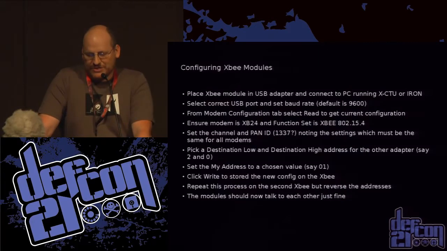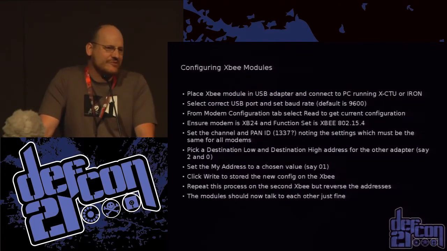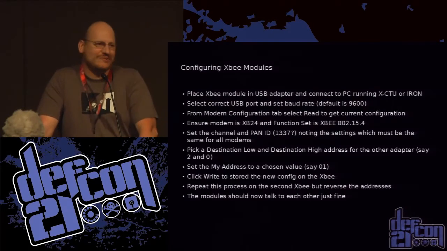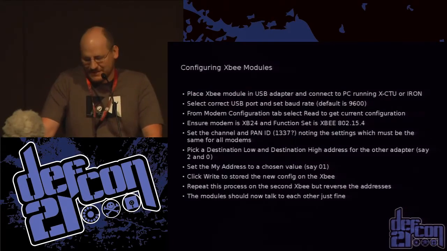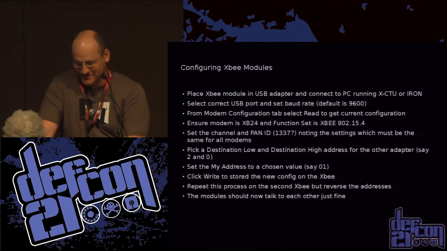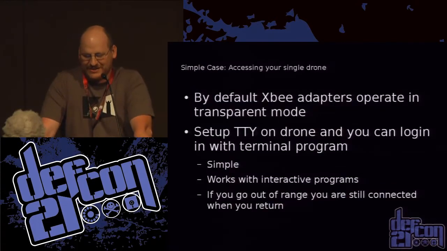And it's pretty simple. I'll talk about the different modes that it'll operate in. You just write this information to your modem, then you label it with a piece of tape or something so that you don't get them all confused because they all look the same. And go forth and do some XB networking, all right?